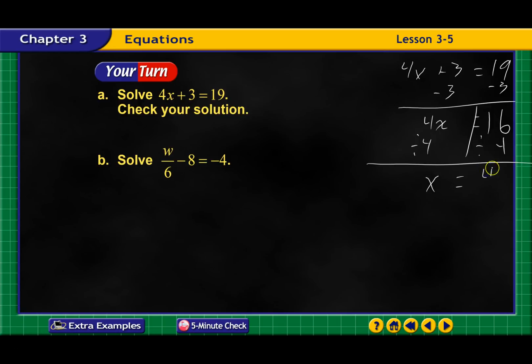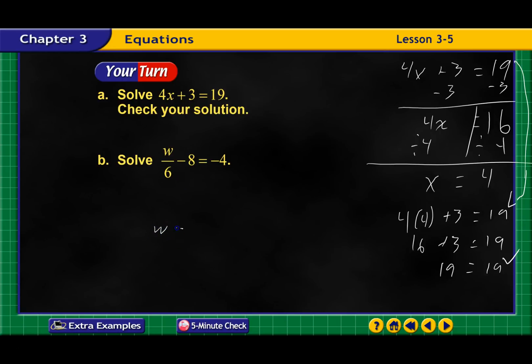X equals 4. Put my 4 back in. 4 times 4 plus 3 equals 19. All I did was bring this down here. 16 plus 3, 19 equals 19. Check.